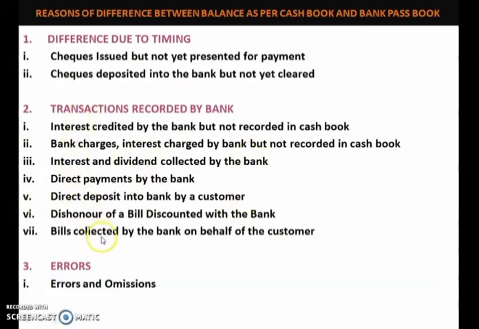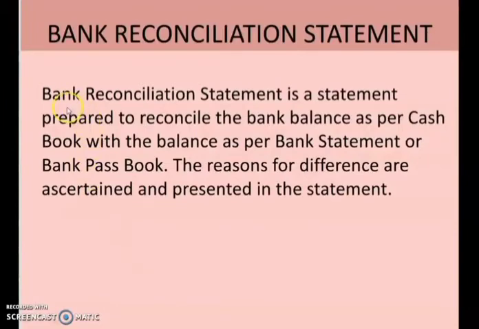So these are the cases where the bank makes the record in the passbook, but in our cash book these entries are not made. So in that case also we will find a difference between these two and we have to rectify that. Next is error or omission. If any transaction is omitted or forgotten to be recorded, then in that case also cash book and passbook will show a difference, and that you have to rectify by showing a statement which is known as bank reconciliation statement.